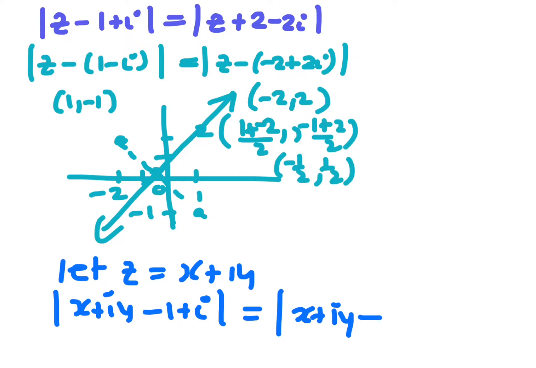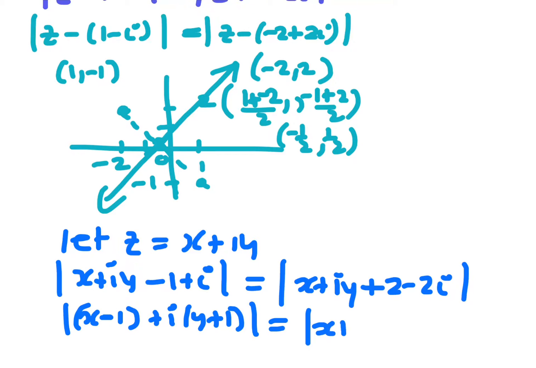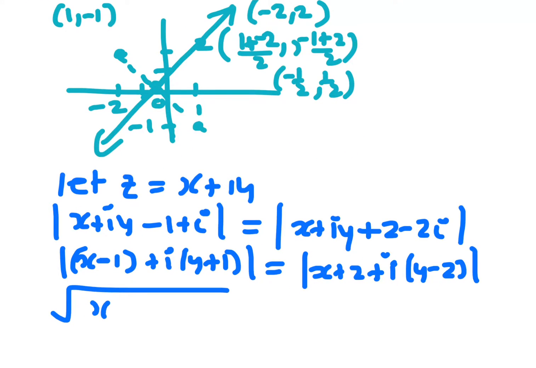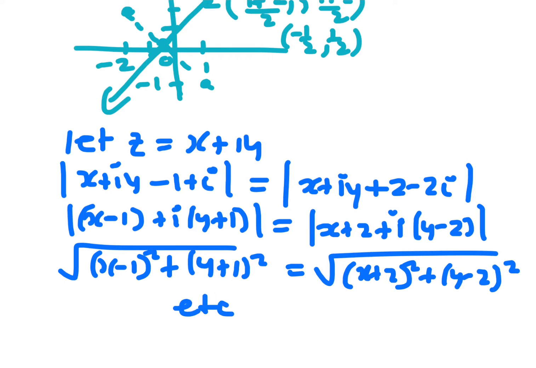Using the locus, plus 2 minus 2i, etc., because this would be x minus 1 plus i(y plus 1) equals x plus 2 plus i(y minus 2). So it's the square root of (x minus 1) squared plus (y plus 1) squared equals the square root of (x plus 2) squared plus (y minus 2) squared. And then you go ahead, square it out and simplify it.